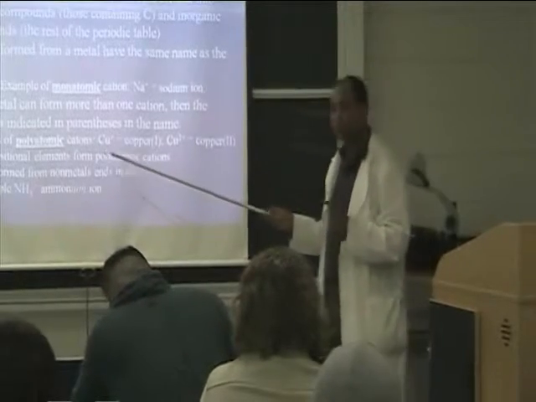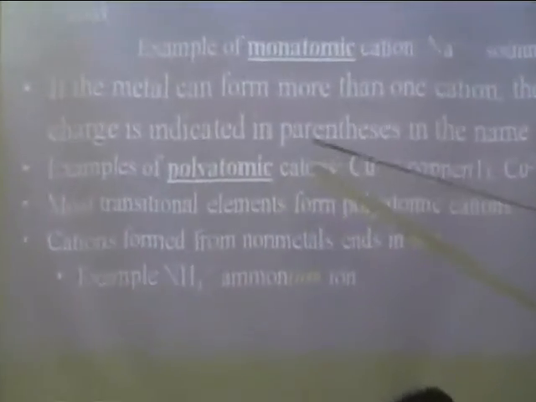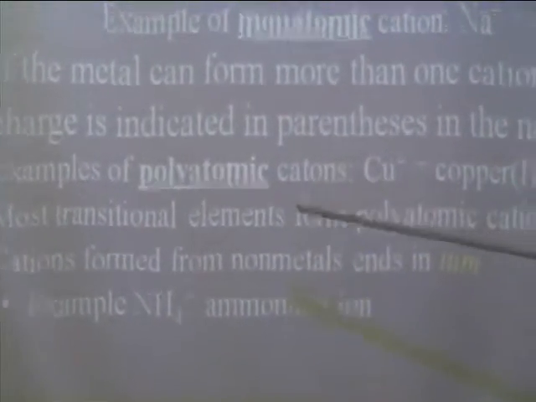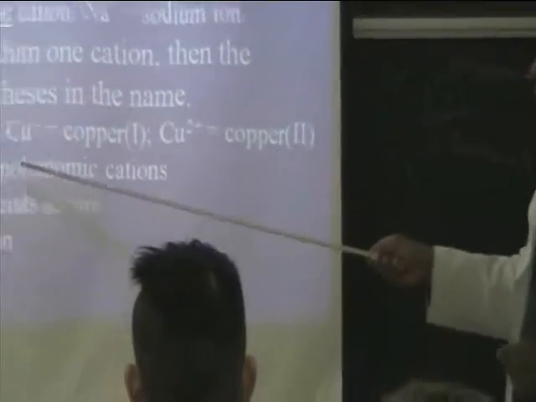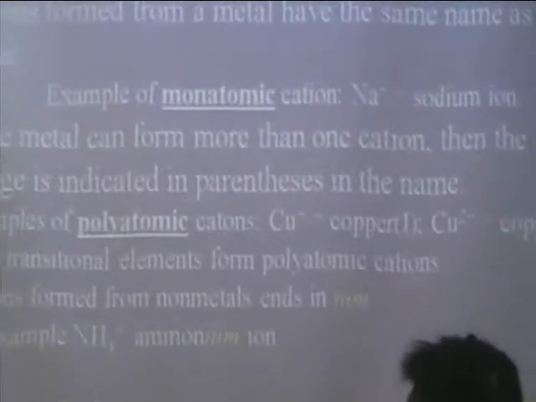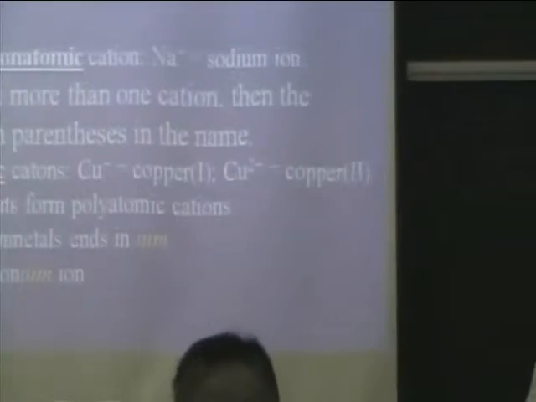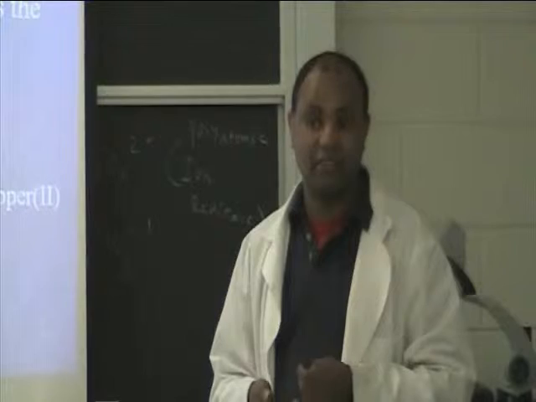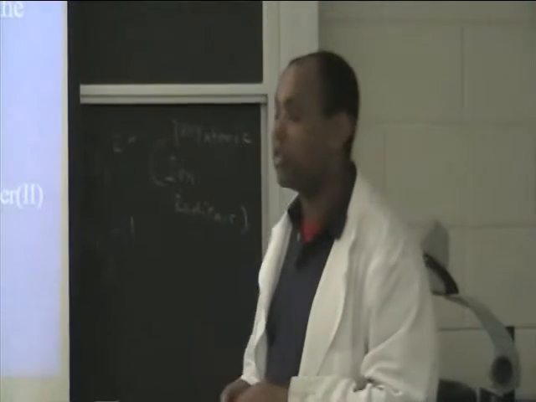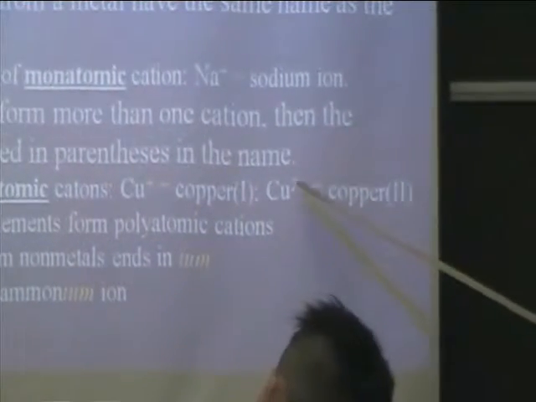Now, when we come to something called polyatomic cations, what are they? These are transition metals. Copper. As I've said earlier, transition metals have more than 1 ion. They form more than 1 ion. Most transition metals have that characteristic. So we call them polyatomic ions. The same copper in some compounds forms +1, and in some compounds it is +2.